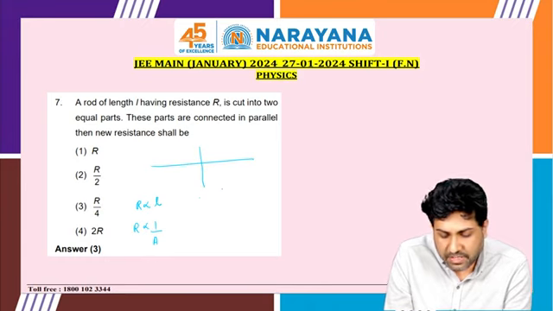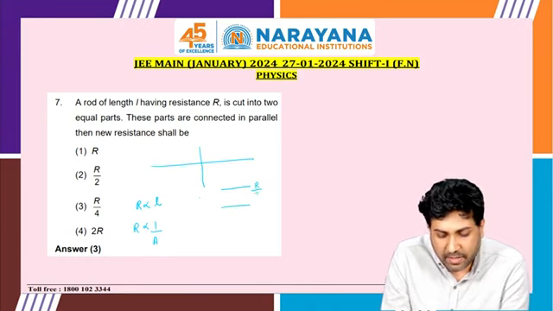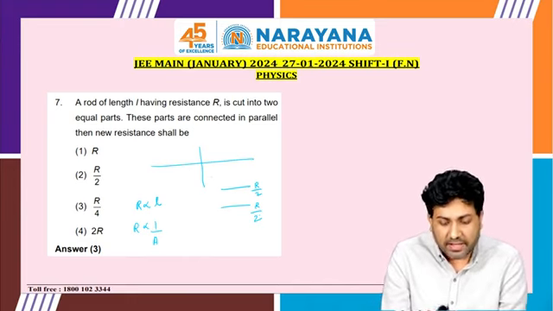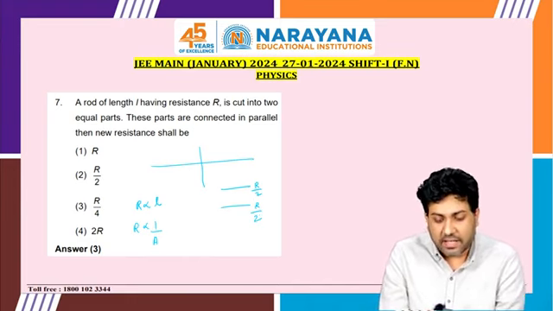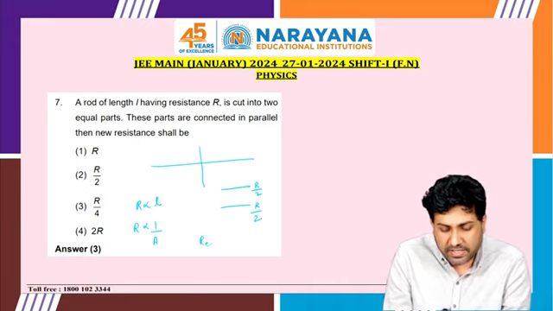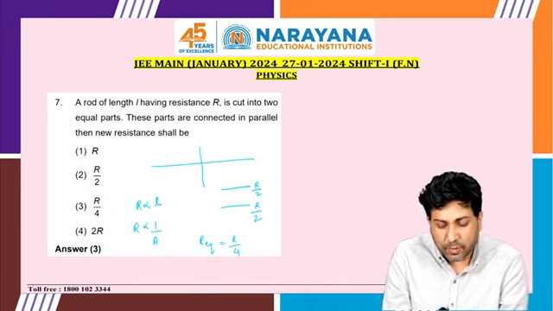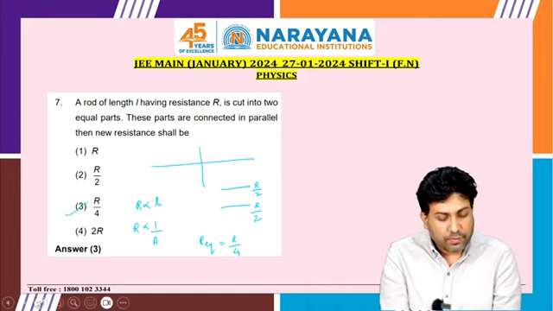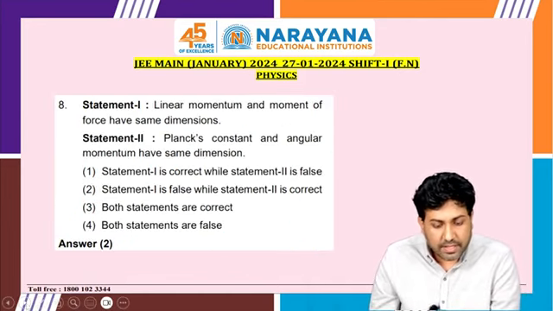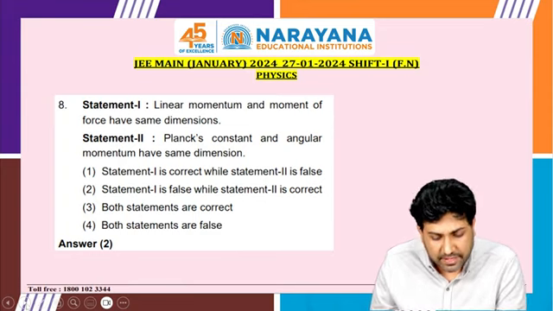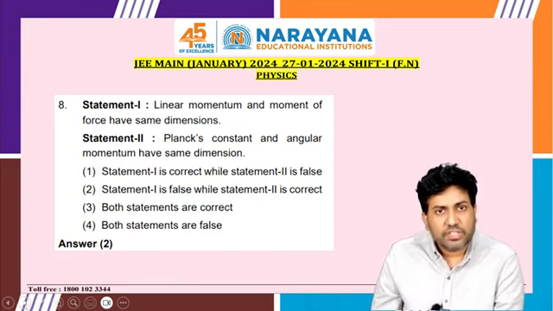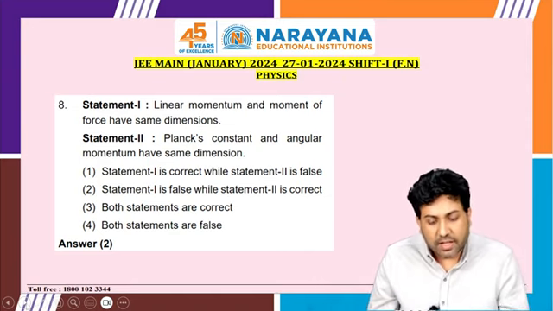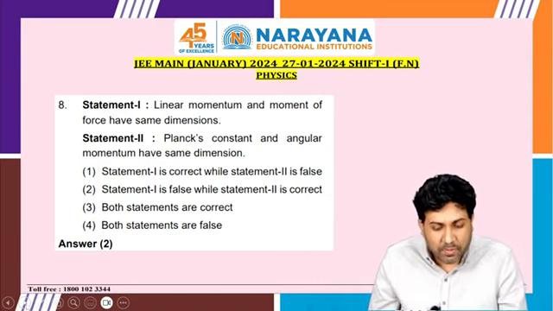Okay, so that means these two parts individually have R by 2 and R by 2 resistance, but now they are connected in parallel. So when they are connected in parallel, in that case the equivalent resistance will become R by 4. Okay, so the answer will be 3. Let's move to the next question then. In this question, it's a statement based question, so they have given us two statements. Let's read them out. The linear momentum and moment of force.